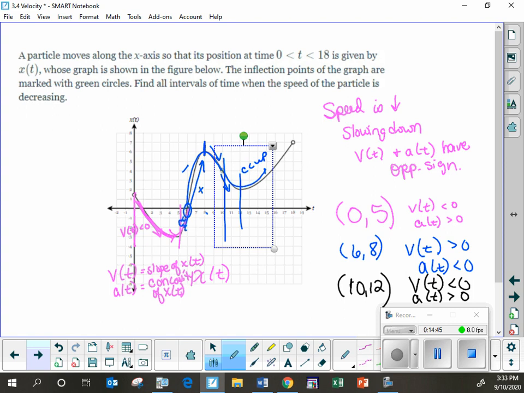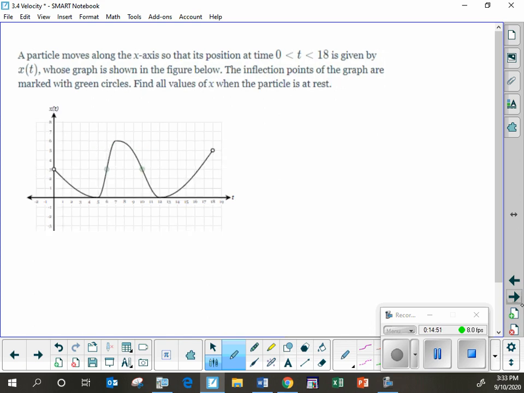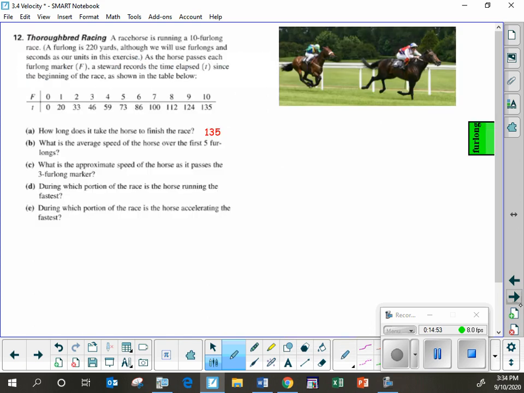Lots to read. We can get a lot of information off of a position function. All right, I'm not going to go through that one. Let's continue on. Should we do this one? Sure. This one's not too hard.